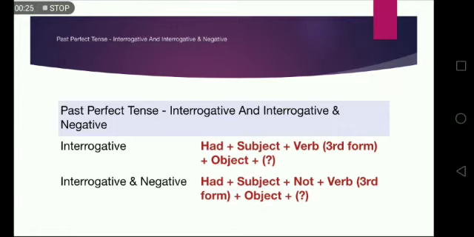When we talk about negative interrogative sentences, by simply putting not right after our subject, our interrogative sentence changes into negative interrogative sentence. Let's see how. First of all we have got our had, then we have got our subject, then right after our subject we place not, and the rest of the sentence structure is exactly the same.